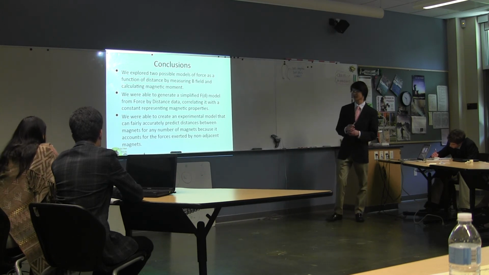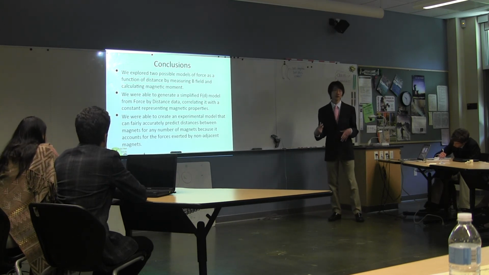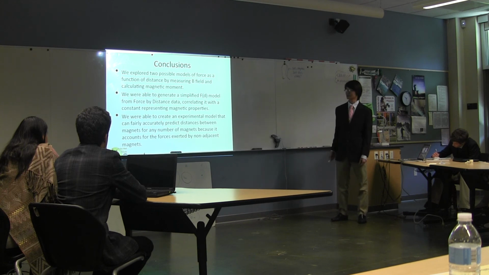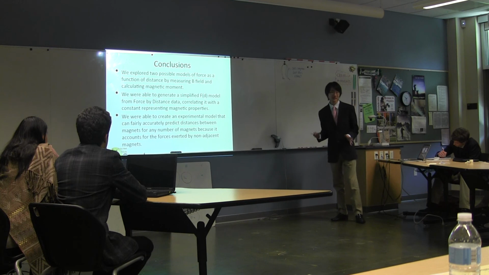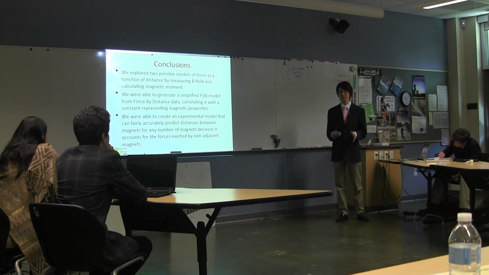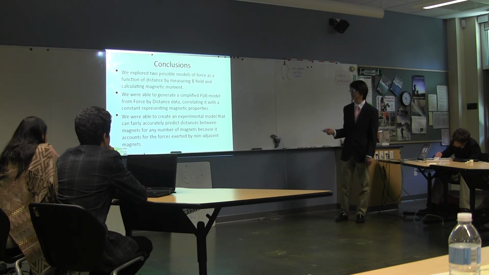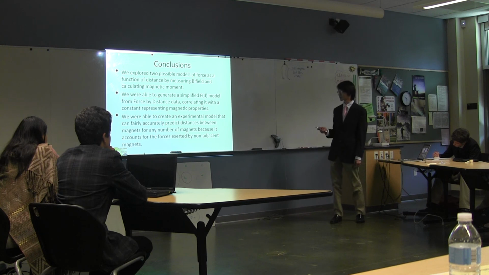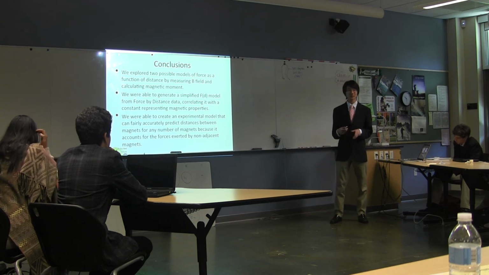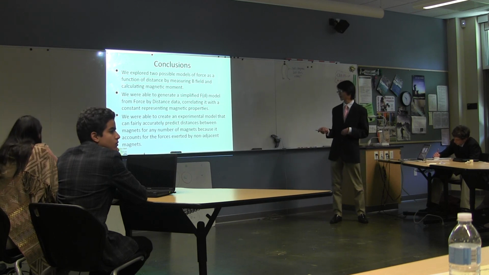We concluded that we explored 2 possible models of force as a function of distance using equations that are known and accepted. We did this by measuring the force and calculating the magnetic moment of the magnets. From this, we created a simplified model of force as a function of distance, where force equals c over distance to some power, and we collected force by distance data in order to calculate the values of C.